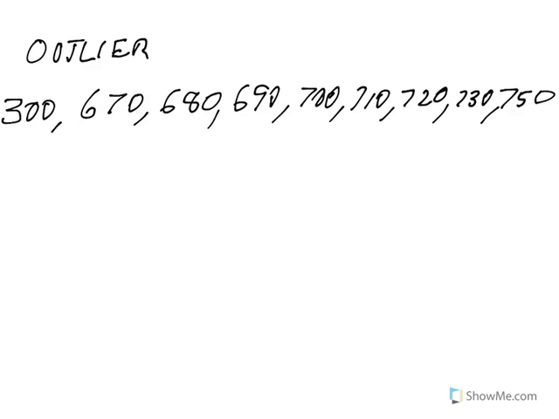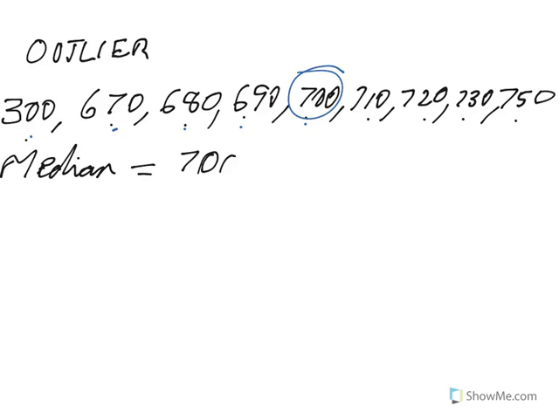Alright, so let's have a look how many we got. 1, 2, 3, 4, 5, 6, 7, 8, 9. So we've got 9 things there. So if we've got 9, then the fifth, 1, 2, 3, 4, 5, 700 is our median. If you're looking at the notes that are on the website there, you'll notice I've made a mistake there. So the median is 700. Alright, bang in the middle there.